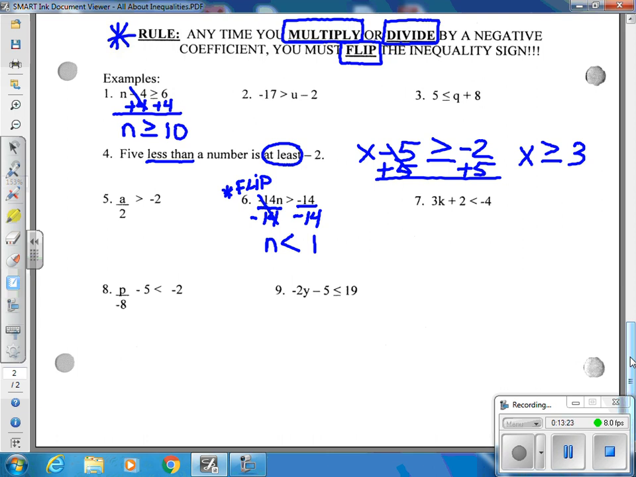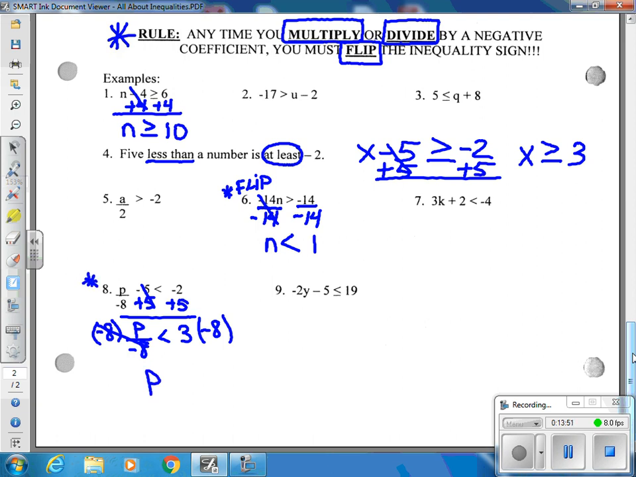All right, so let's take a look at number 8, because this is a two-step. In normal two-step world, we get rid of the constant first, which is the minus 5. So I'm going to add 5 over. Now I've got p over negative 8 is less than 3. To get rid of divide by negative 8, I'm going to multiply both sides by negative 8. Because I am multiplying by a negative number, I am also going to flip the sign.